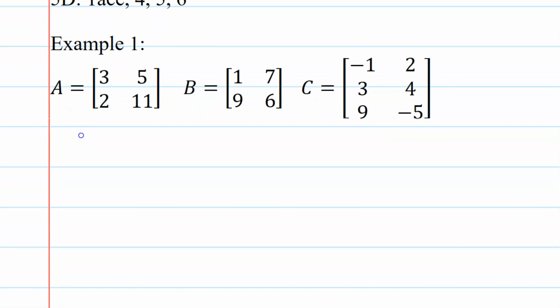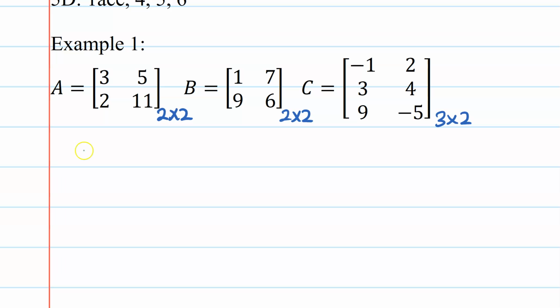First thing that we have to do is write the order of each matrix, or rather identify it. This is 2 by 2, this is 2 by 2, 2 rows and 2 columns. This is 3 by 2. There are 3 rows and 2 columns.